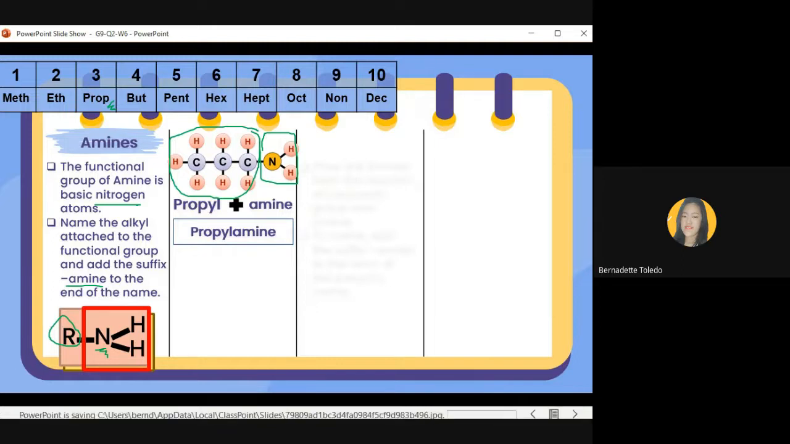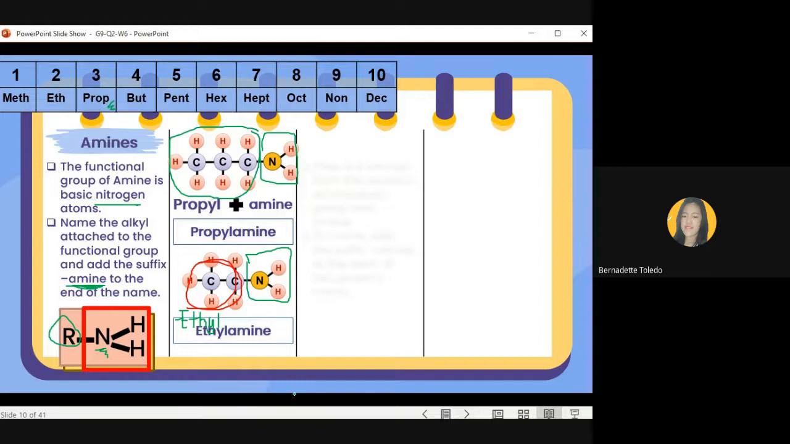Another example. Ayan. So again, ito yung magiging parent chain natin, itong functional group. And ito naman yung magiging branch chain niya. So first name the branch chain. The name of the branch chain is ethyl. Et kasi 2 carbon. And we will end it with YL kasi nga branch chain na siya. Then we will add the suffix amine. So the name of this compound is ethylamine. Yan. Simple lang. Next one or last functional group we have is the amides.